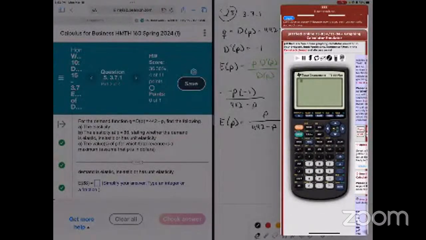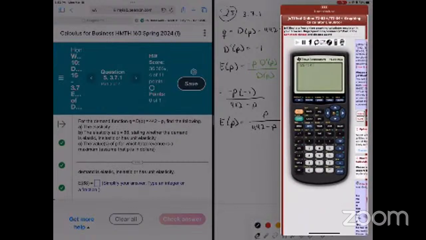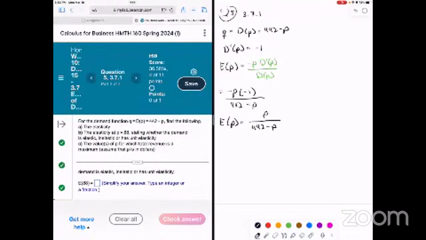So we're getting 88 divided by 442 minus 88. That looks like it's less than 1, right? So we get 2486. Okay. So notice that that's less than 1, right?